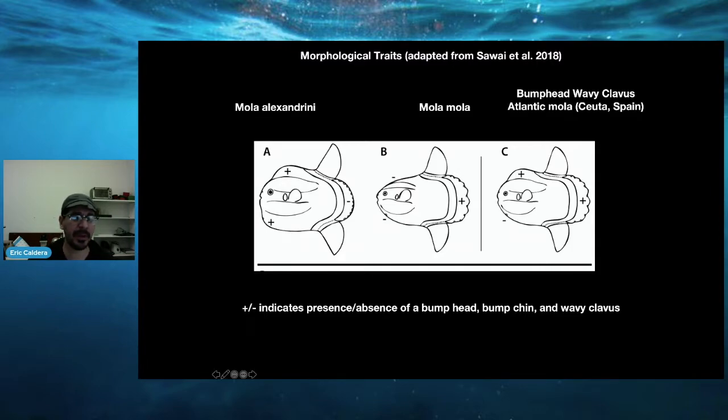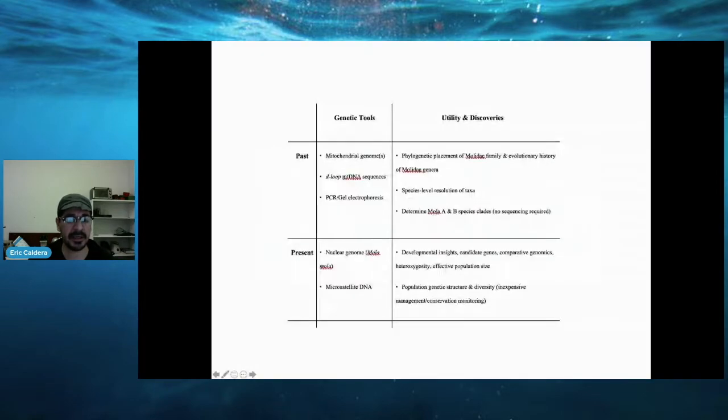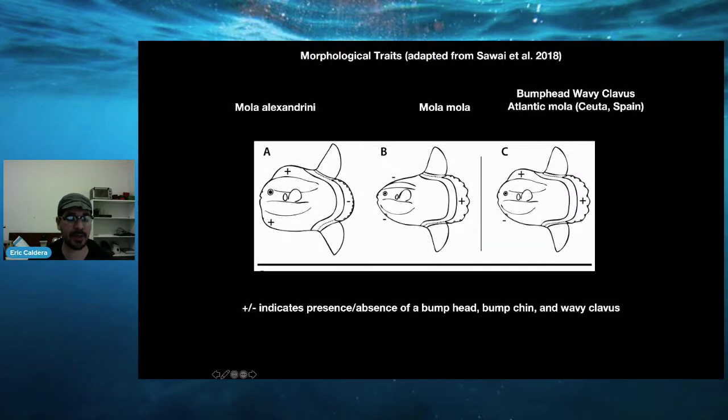So in Mola alexandrini, we typically associate this kind of bump head feature and this bump chin feature. And then in the Mola, we have it kind of lacking the bump head and the bump chin. But in this Spanish population, we kind of had a hybrid sort of morphology where we see the bump head, no bump chin, and then we're also seeing this wavy clavus that we typically associate with Mola.